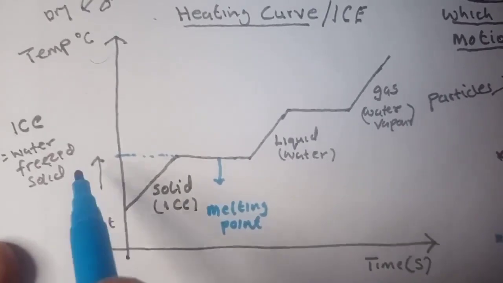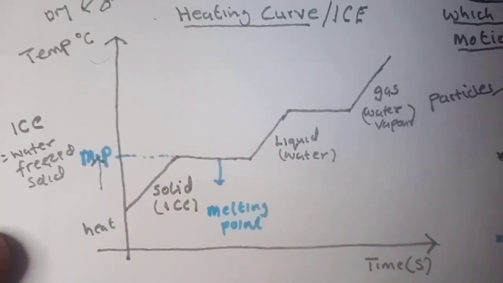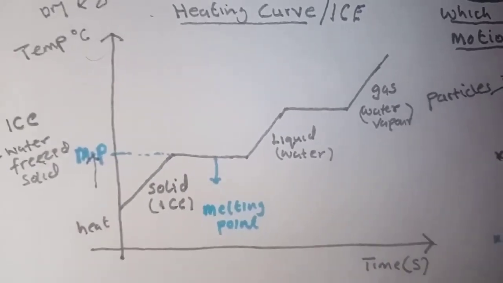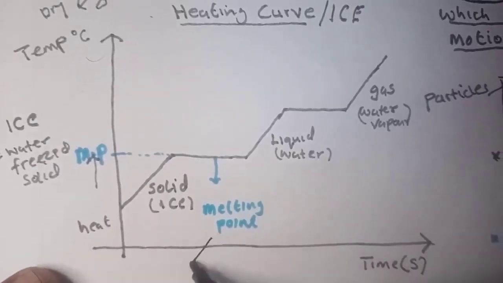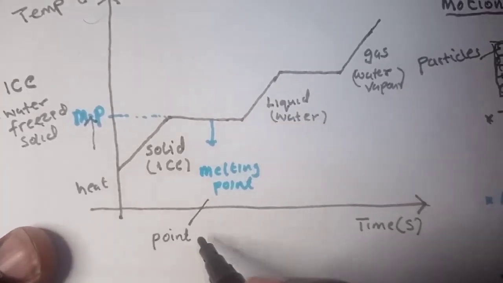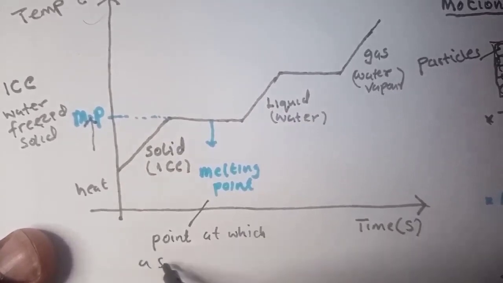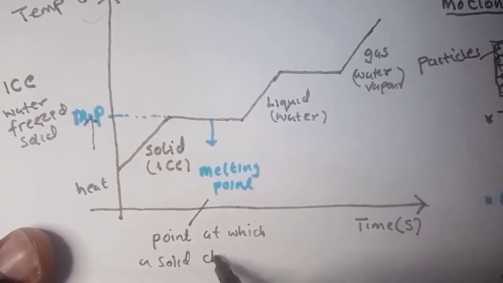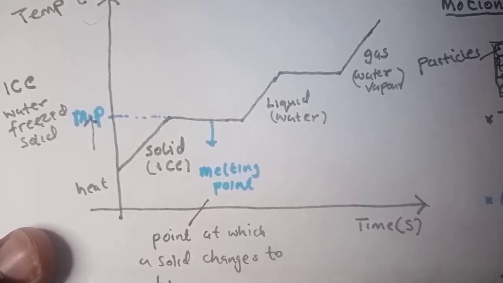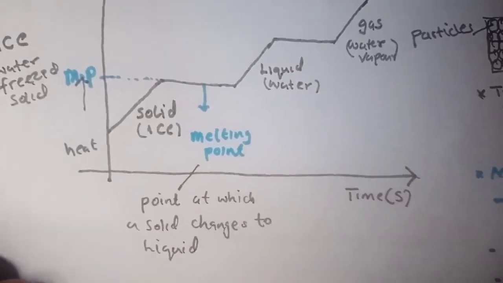Okay, we'll just write MP, melting point. So this is the melting point. What is melting point? Melting point is a point at which a solid changes to liquid. A point at which a solid changes to liquid.